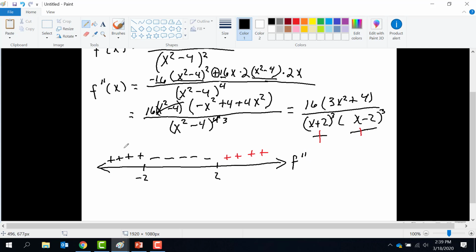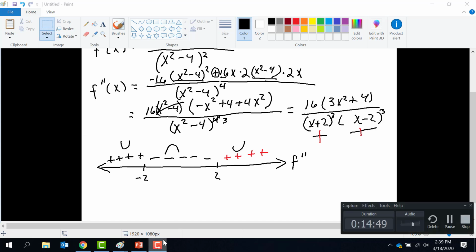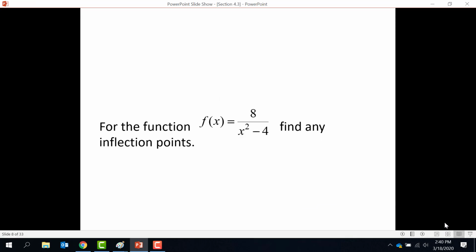This tells us that our graph is concave up to the left of -2, concave down in the middle, and concave up to the right of +2. We do not have an inflection point at -2 because we don't have a point at -2. -2 is not in the domain of my function. And so we don't have. So another point of interest that we were not able to find in pre-calculus are the points of inflection.